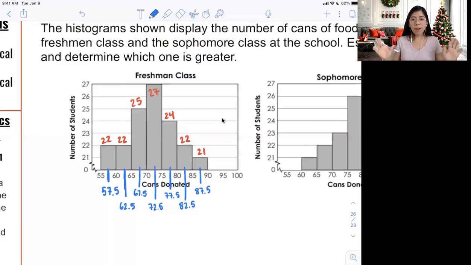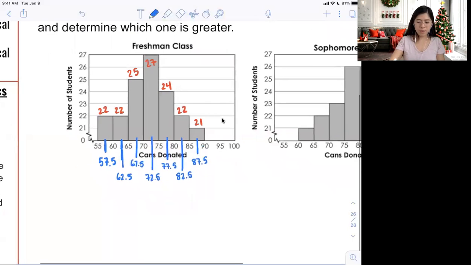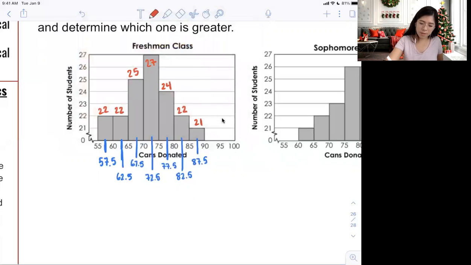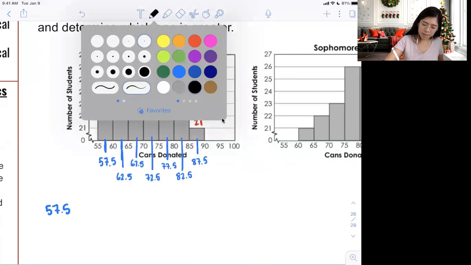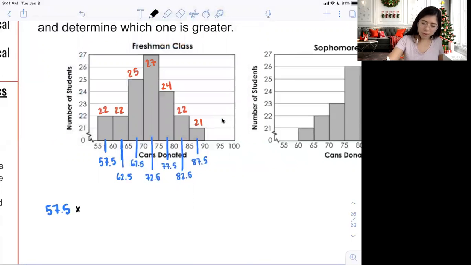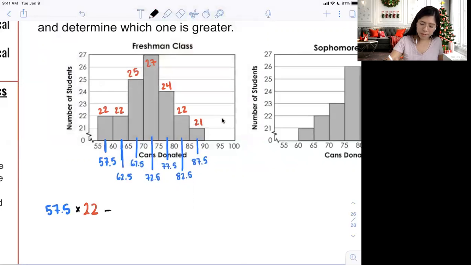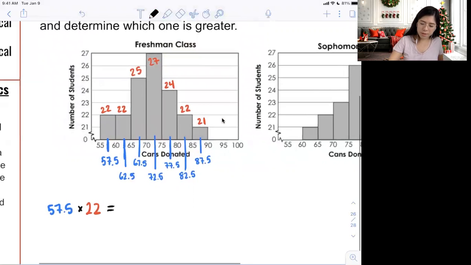Okay. Now I've got everything I need. I have my totals and I have my middles, okay? So watch carefully. Here's what we're going to do. We're going to multiply each of those. So we're going to do 57.5, the first middle value, times its total, so times 22. And we're going to do that for every single one of those bars. So start working on that.